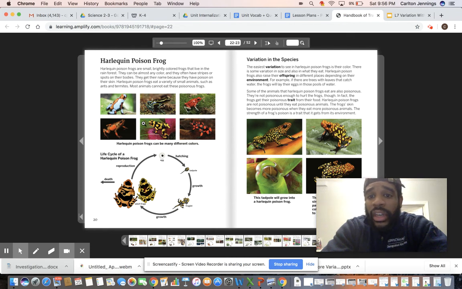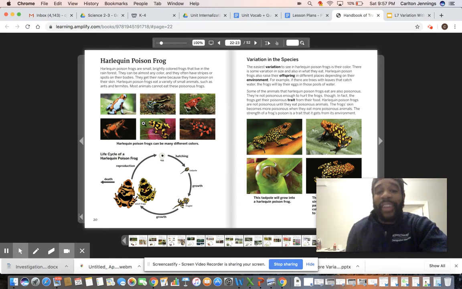Some of the animals that harlequin poison frogs eat are also poisonous. They're not poisonous enough to hurt the frogs, though. In fact, the frogs get their poisonous trait from their food. Harlequin poison frogs are not poisonous until they eat poisonous animals. The frog's skin becomes more poisonous when they eat more poisonous animals. The strength of a frog's poison is a trait that it gets from its environment.